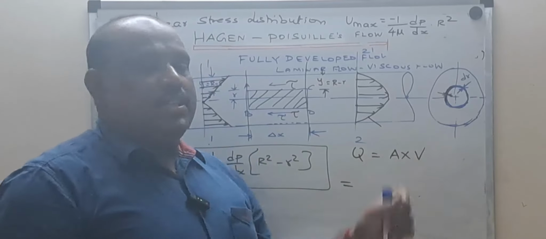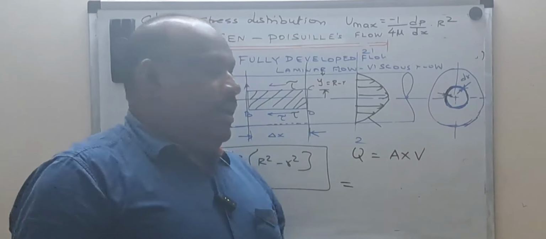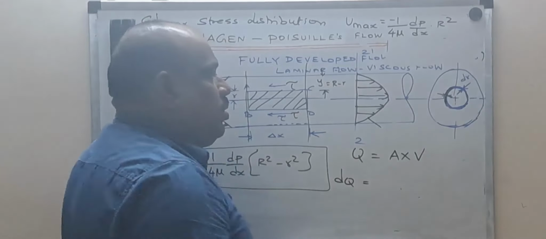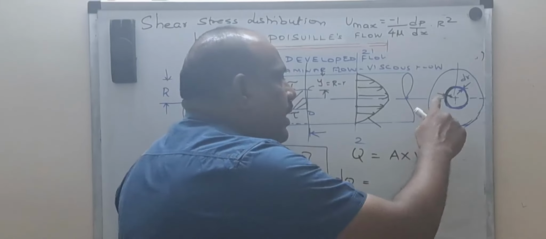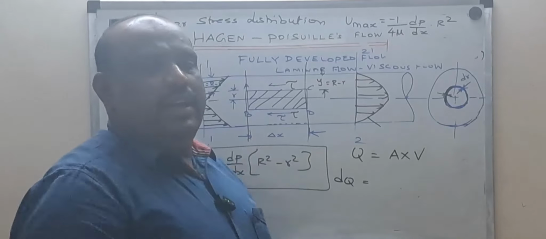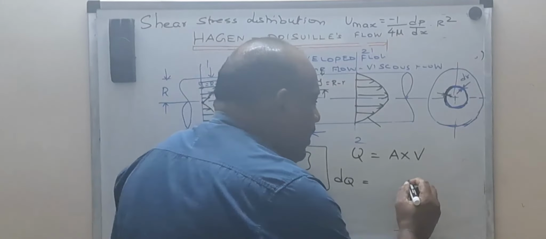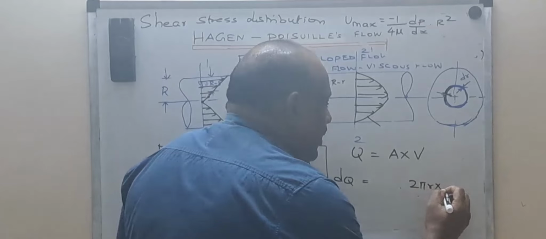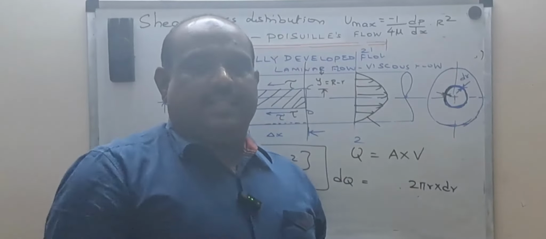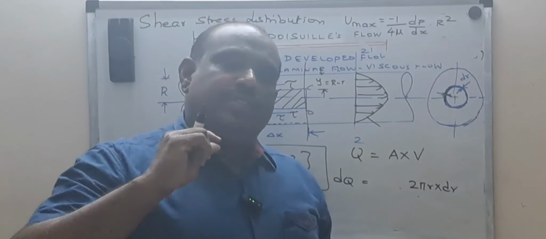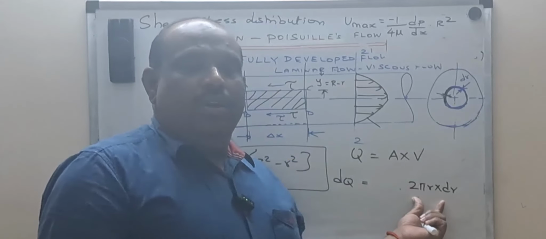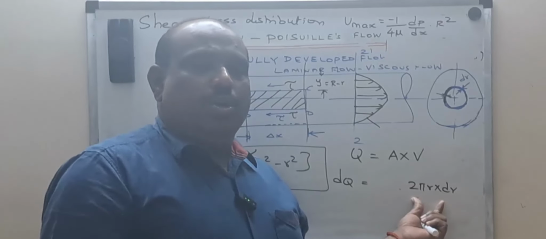I want to know the discharge through the small thickness dr. So the formula will not be Q, it will be called dq. So dq will be equal to the area of this small thickness through which the fluid will pass. That area will be equal to 2 pi r into dr. Why is it 2 pi r? 2 pi r is nothing but the perimeter, and the perimeter into the thickness gives the area through which the fluid will enter and leave the surface. So the area through which the fluid enters and leaves is 2 pi r into dr.